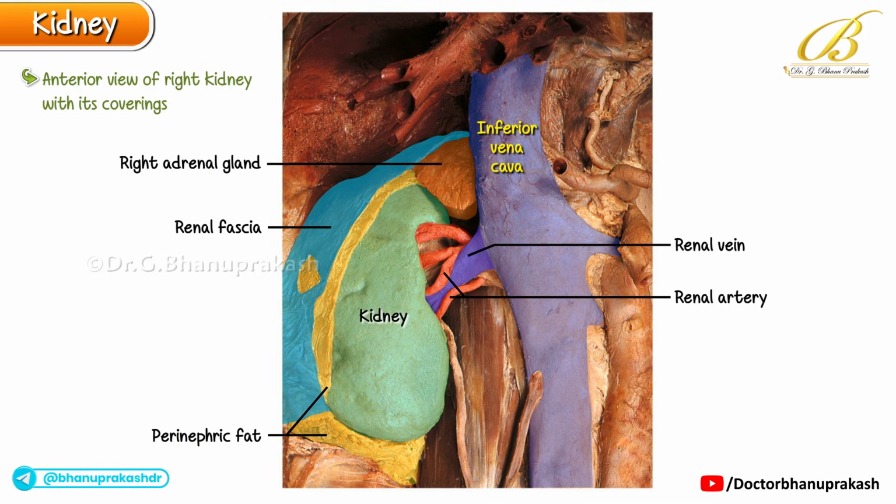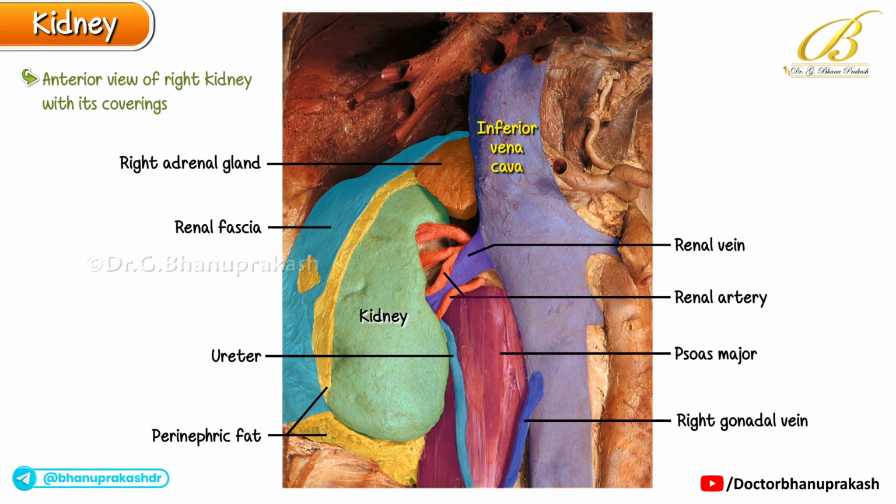At the lower part of the hilum, the ureter can be seen continuing downward. The right gonadal vein also drains directly into the inferior vena cava. Behind the kidney, the psoas major muscle forms an important posterior relation. Superiorly, the cut ends of the hepatic veins are visible in this illustration, completing the view of the right kidney and its coverings.